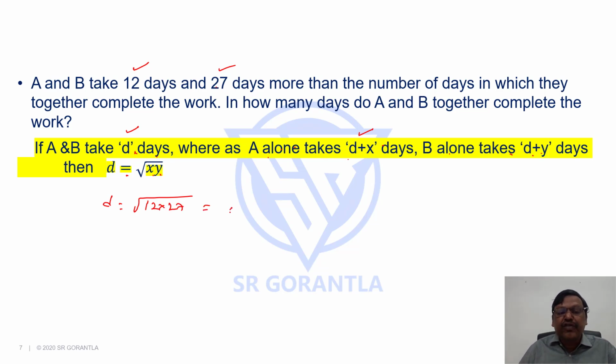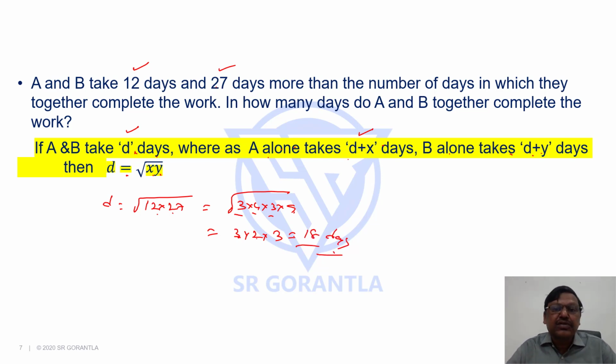12 into 27, if we take square root of this, 12 can be written as 3 into 4. 27 can be written as 3 into 9. For 2 3's, 1 3 will come. Square root of 4 is 2. Square root of 9 is 3. 3 into 2 is 6, 6 into 3, 18. It is 18 days. Like this, we can answer the questions there.